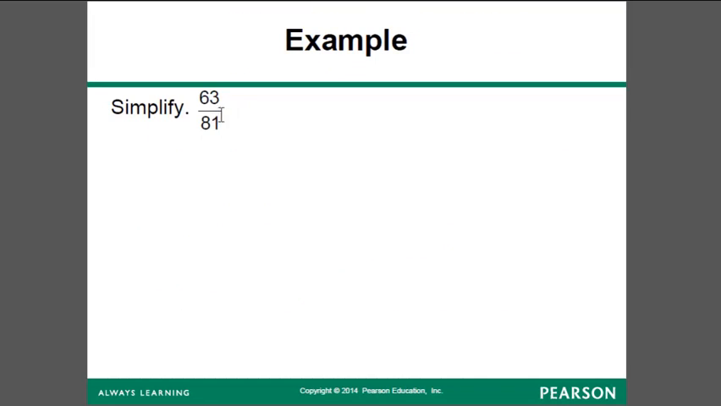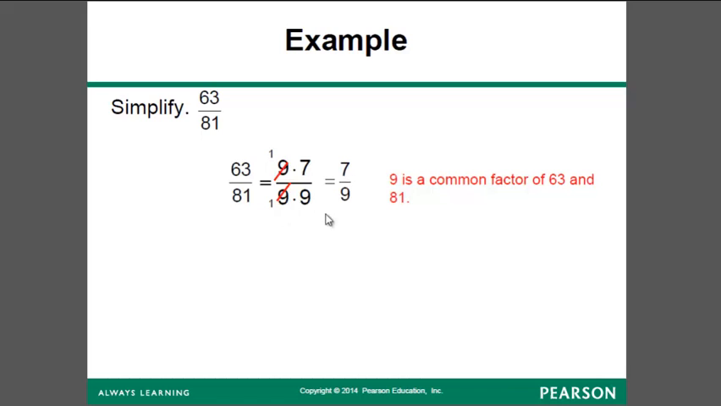For example, 63 over 81. The first thing we want to do is write it out as factors. Well, 63 is the same thing as 9 times 7. 81 is the same thing as 9 times 9. Now if you notice, 9s are common, and I can cross out the 9s, and those become a 1. So now 1 times 7 is 7, and 1 times 9 is 9. So 63 over 81 simplifies into 7/9.